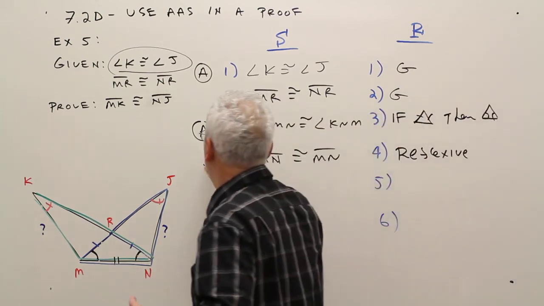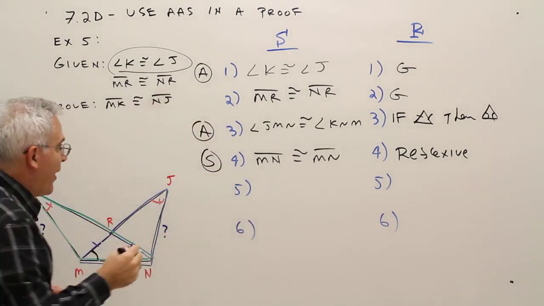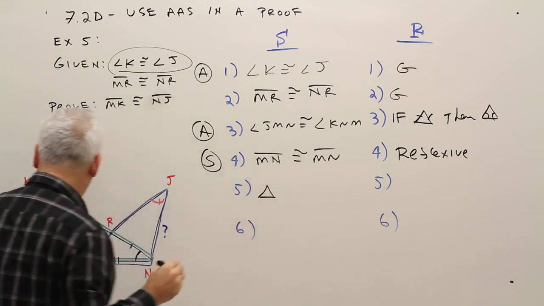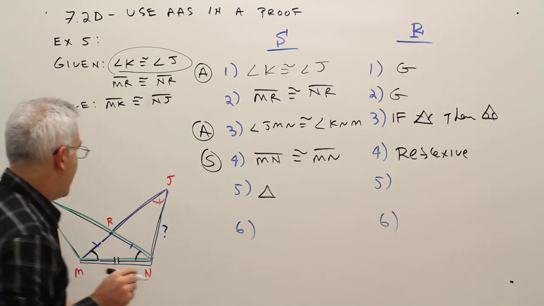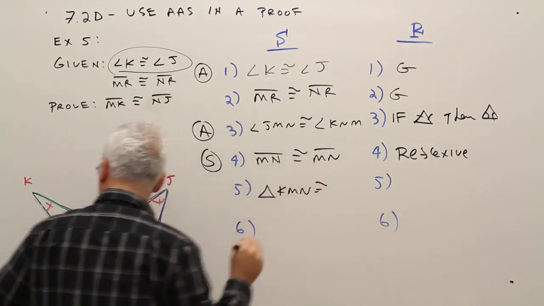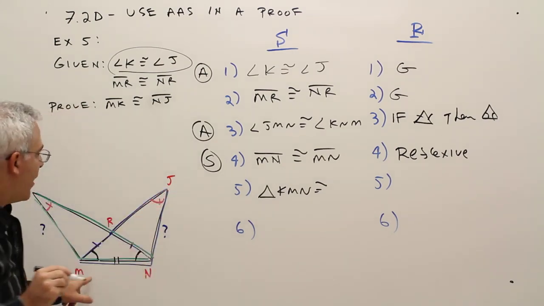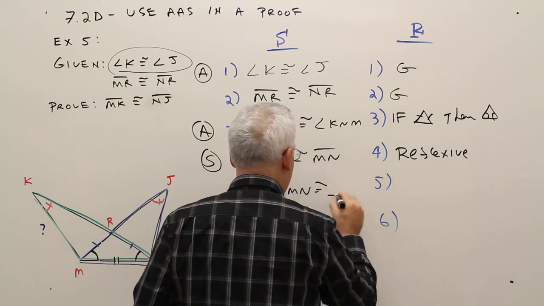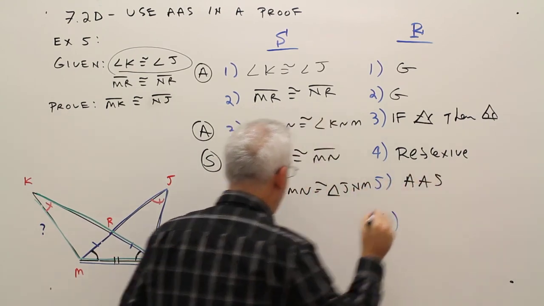Then, notice I've got angle, angle, side. I'll get the triangles by that. Triangle, if I want, I could go, well, whatever, I'll go KMN. Once I go KMN, I'm stuck with JNM. So that was by angle, angle, side.